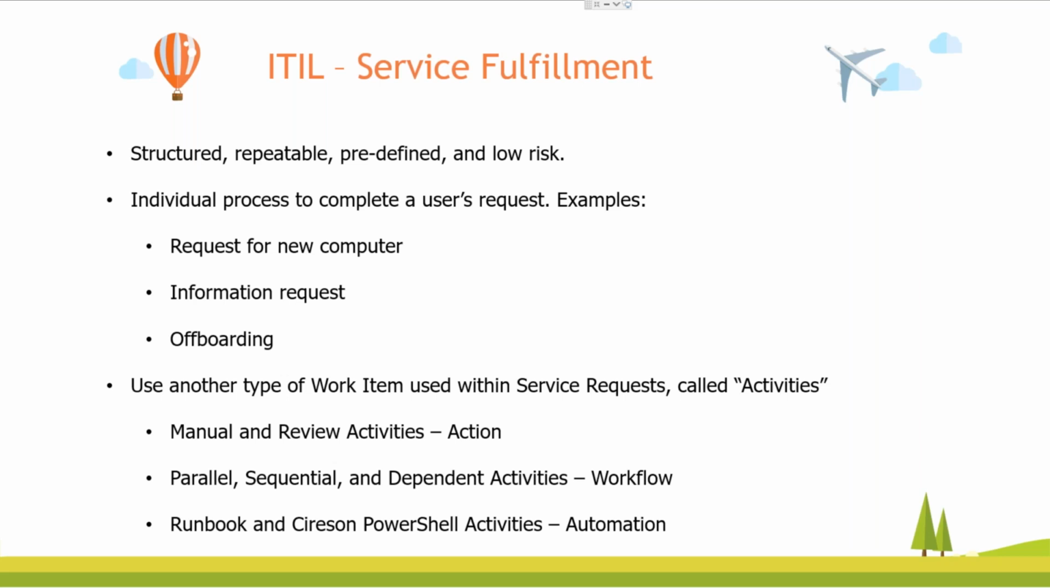We have parallel, sequential, and dependent activities. We group these together as a sort of workflow. These help control the flow of information through these activities. So where we can have multiple things happening at once, we can put those inside a parallel activity, and they can both be worked on at the same time. This can bring a lot of efficiencies, because if we're doing them one after the other, the whole process is going to take a lot longer for our end users to get what they need. By putting the actual manual or review action activities within a parallel activity, they can both be done at the same time, and we can get a lot of efficiency.